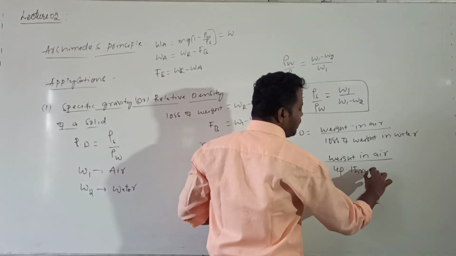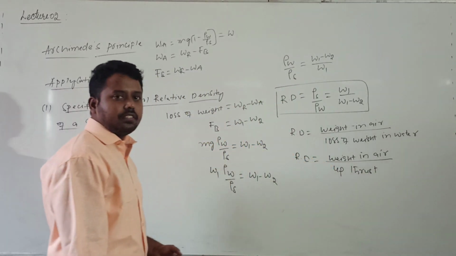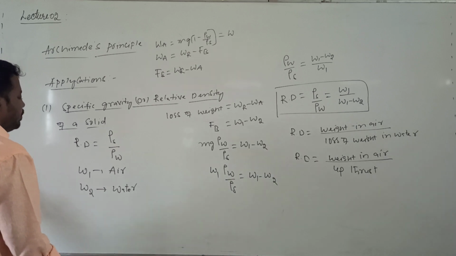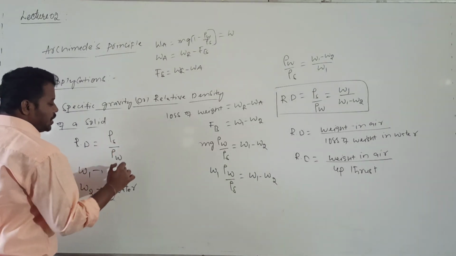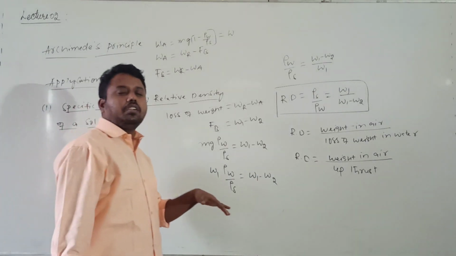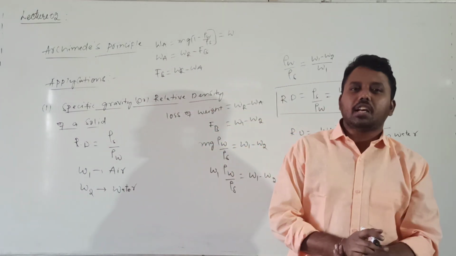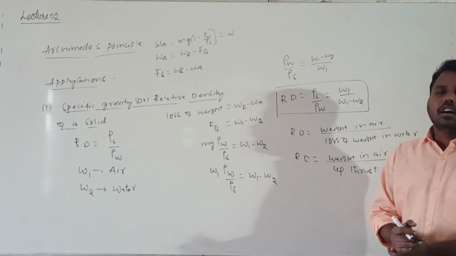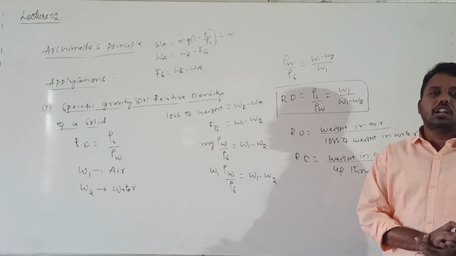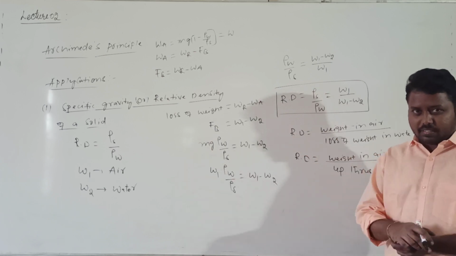So what is upthrust value? Nothing but buoyant force. Relative density can also be defined as the ratio between the mass of the body to the mass of the same volume of water at 4 degrees Celsius, or the weight of the body to the weight of the water of the same volume at 4 degrees Celsius.